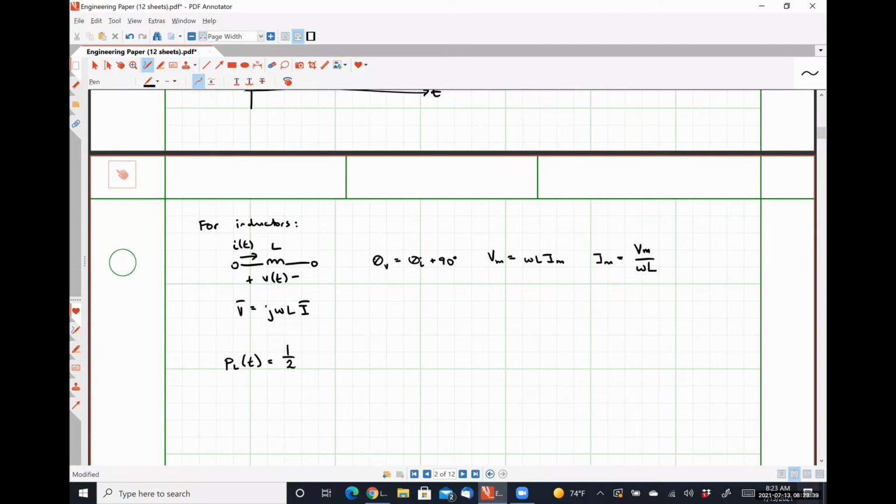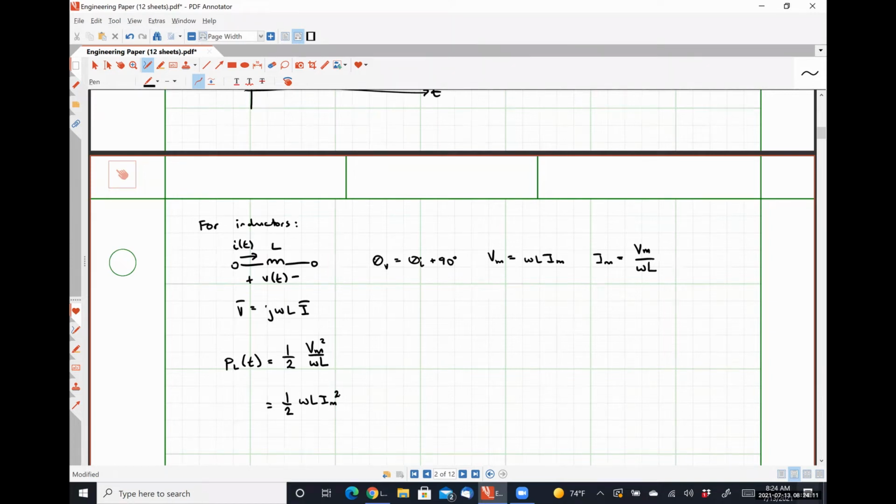1/2 Vm times Im, that would be Vm squared over omega L, or Im squared times omega L. So omega L Im squared. Then we are going to have cosine of theta V minus theta I.